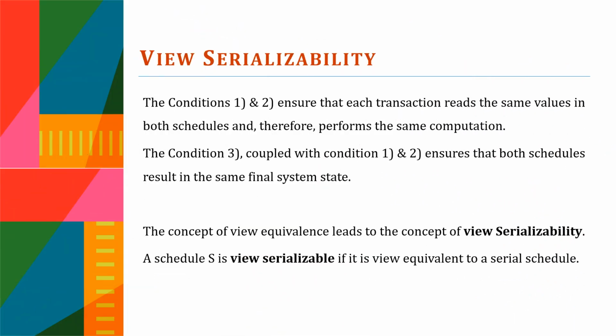Conditions 1 and 2, the initial read and updated read, ensure that each transaction reads the same values in both schedules and therefore performs the same computation. Condition 3, the final write, coupled with conditions 1 and 2, ensures that both schedules result in the same final system state. So the concept of view equivalence leads to the concept of view serializability. A schedule S is view serializable if it is view equivalent to a serial schedule.